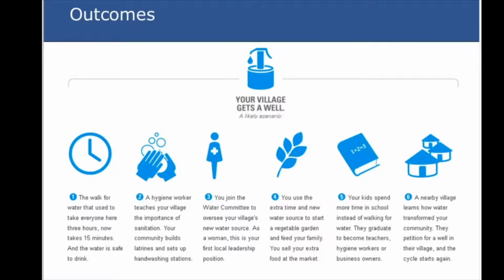Number 4, however, is a stronger outcome presentation. You use the extra time and the water source to start a vegetable garden and feed your family. You sell the extra food at the market. So here's an outcome: you have more time, you have the ability to grow vegetables and feed your family. So we're starting to see outcomes happening here.